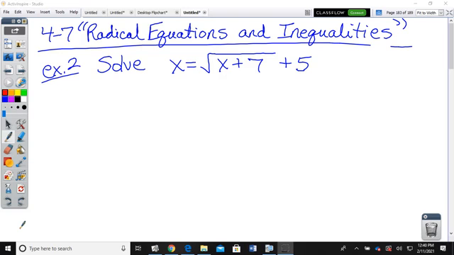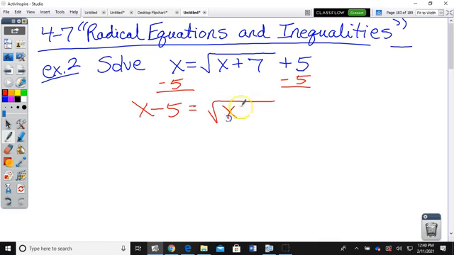So is it possible to get my square root by itself here? It is. Yes. So how would I do that? Subtract 5 from both sides. So I'll have x minus 5 equals the square root of x plus 7.